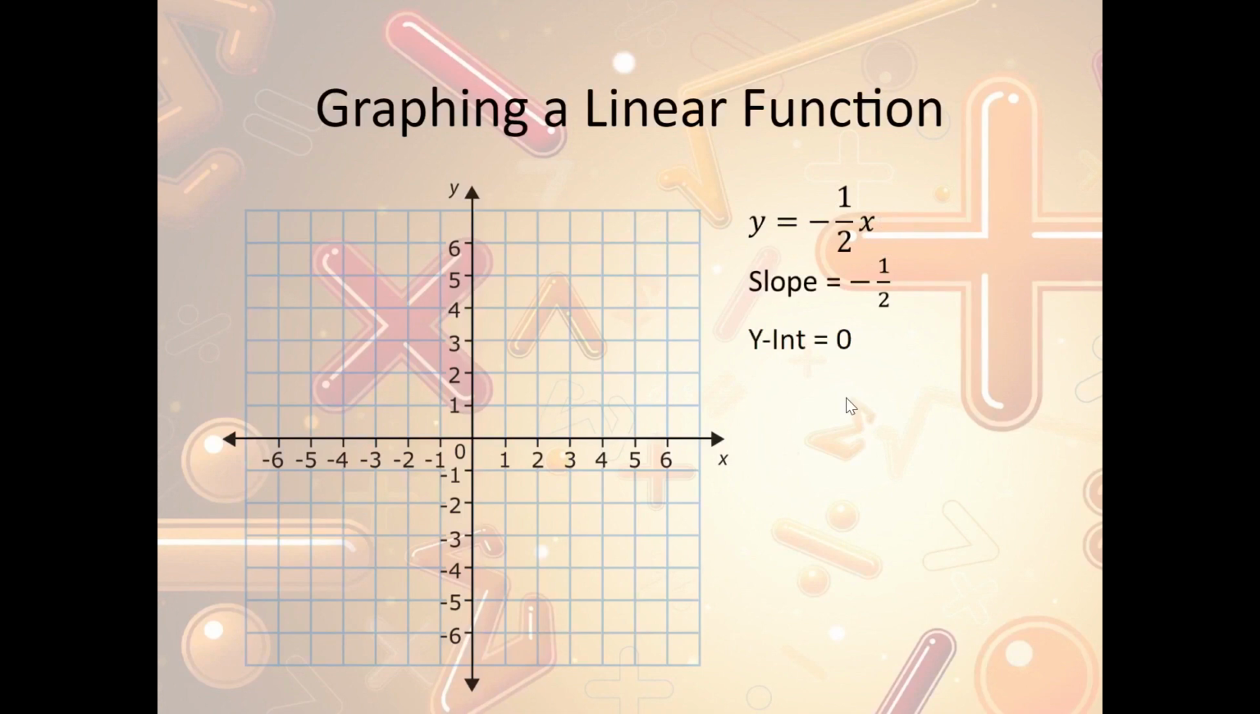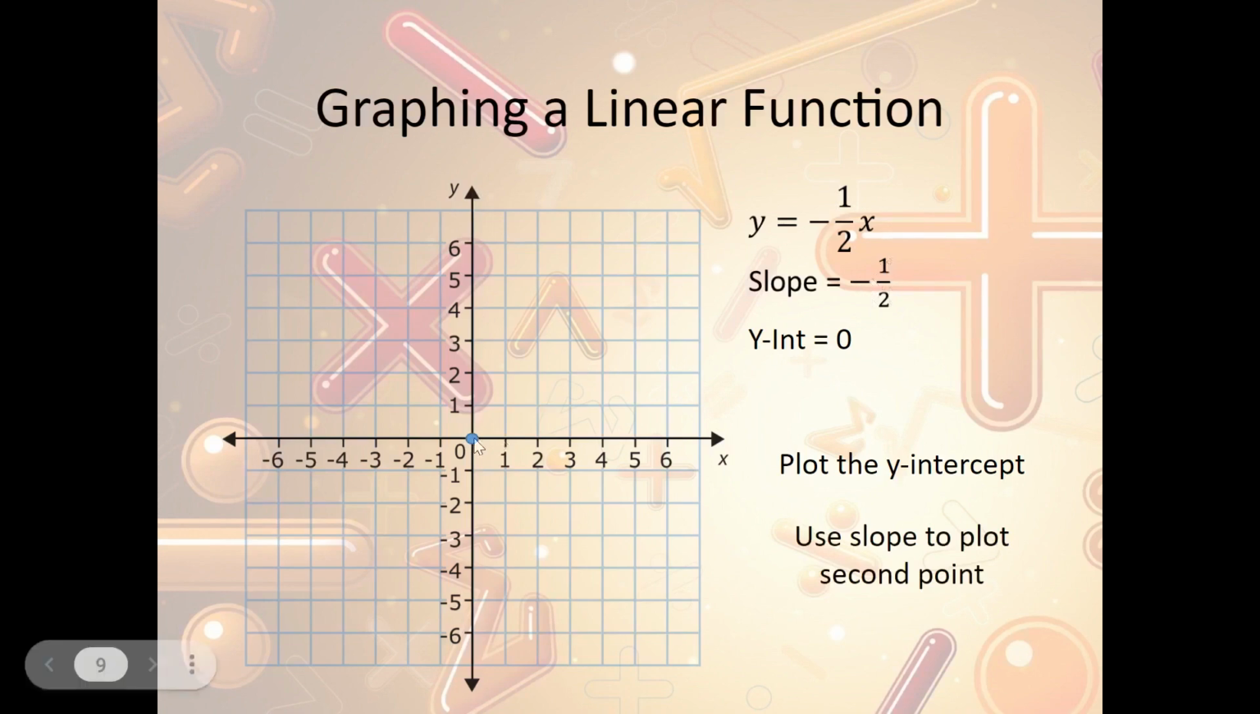So now when I graph this, the first step is I plot the y-intercept. Well, my y-intercept is 0. So I'm going to go along my y-axis and find 0, which is right here, and I plot my point. The next step is I'm going to use the slope to plot my second point. Remember, this is change in y over change in x, or you might have heard it in the past as rise over run. We're going to talk about it as change in y over change in x. So my change in y is negative 1, so I go down 1. And my change in x is 2, so I'm going to go to the right, 1, 2, and plot my point. So now I have my first 2 points.